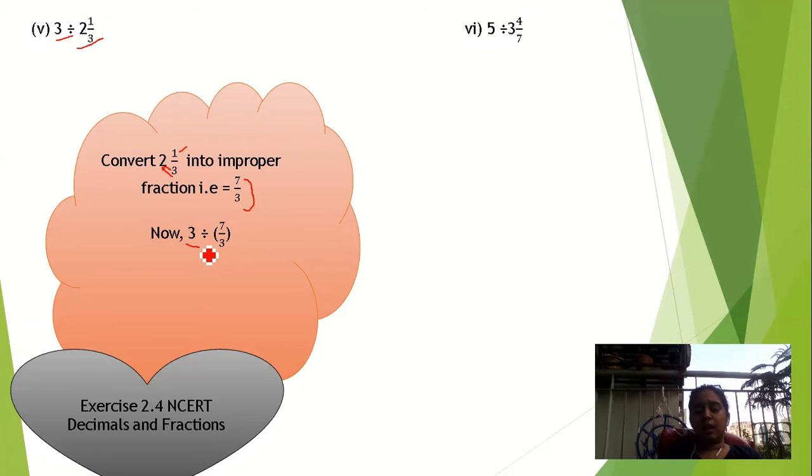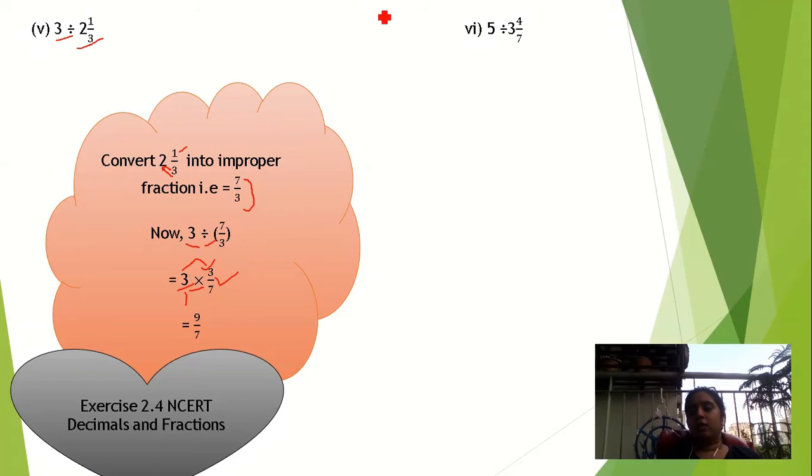In the same way as before, this division will convert into the multiplication and this number will be reciprocal. So 7 upon 3 will change into 3 upon 7, and this division will change into multiplication. Now it is very easy to solve this, that is 3 multiplied by 3 is 9 and 7 multiplied by 1 is 7. So our answer would be 9 upon 7.